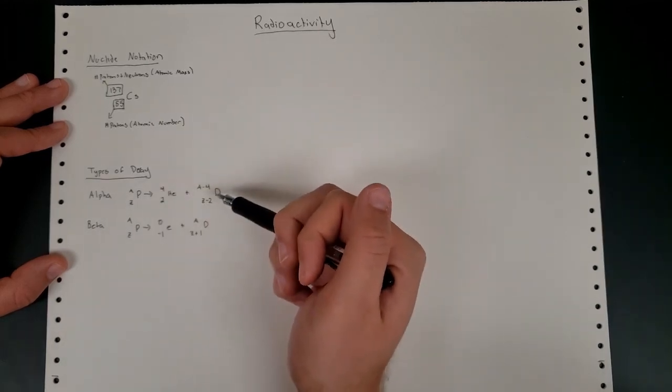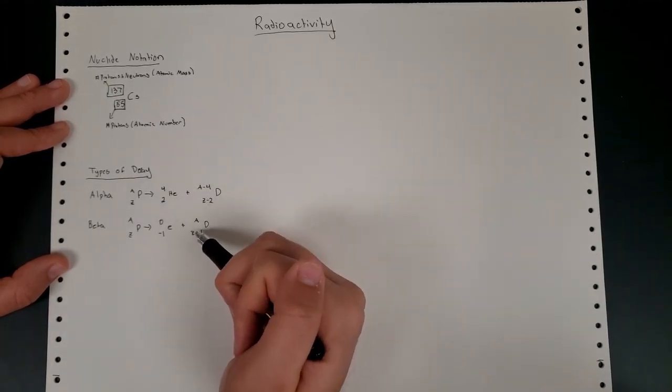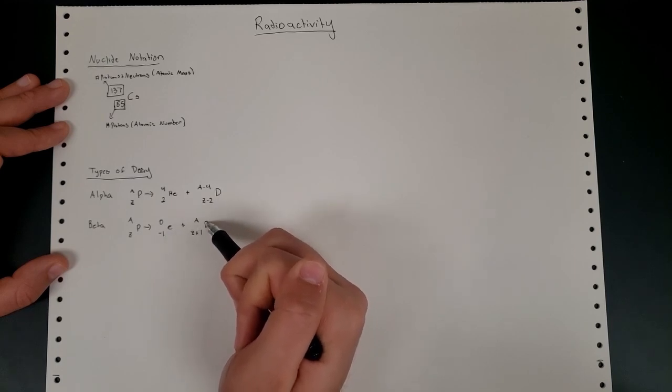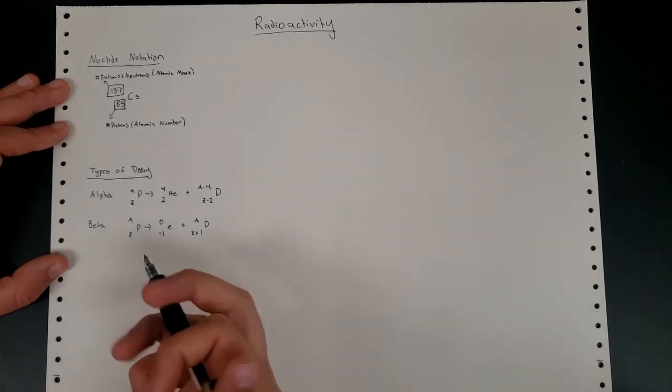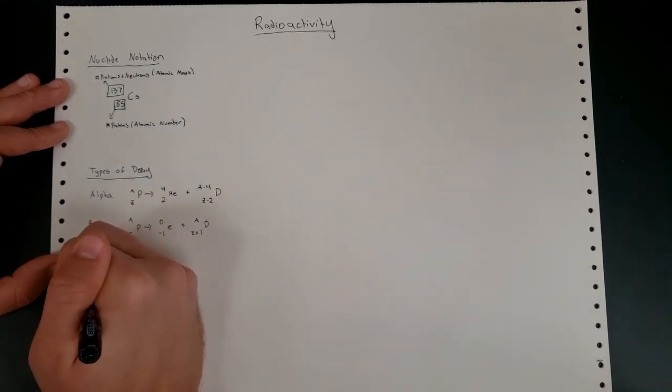Alpha is also a transmutation because the atomic number changes, which means the daughter particle becomes a new element. The final one that we'll talk about is called gamma.